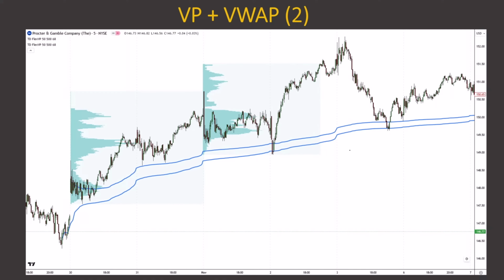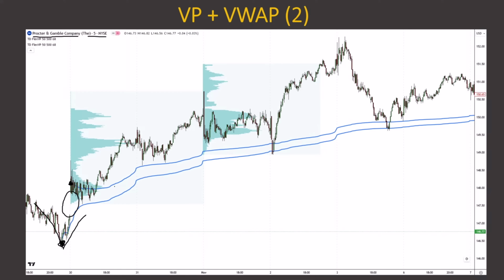Now here is the last example of the combos. This is Procter & Gamble Company 5-minute chart. In here I have two VWAPs. One is anchored to this swing low, right here. This is where it's anchored. The second VWAP is anchored after the gap, after this gap. By the way, this is also another way where you can anchor the VWAP, especially if you trade stocks after gaps, because for stock traders, gaps are really important places.